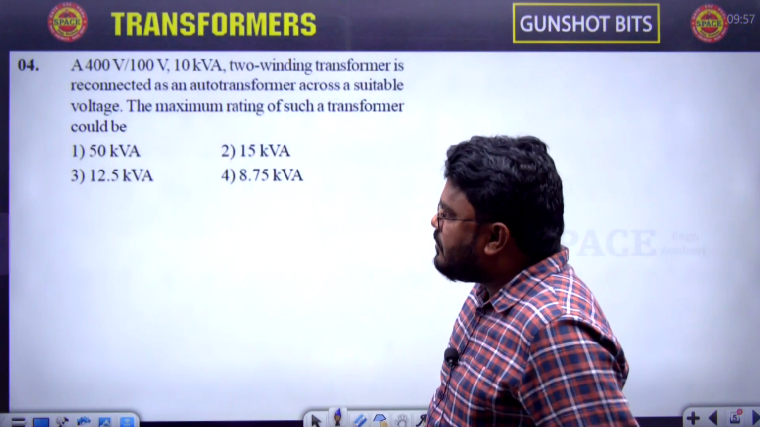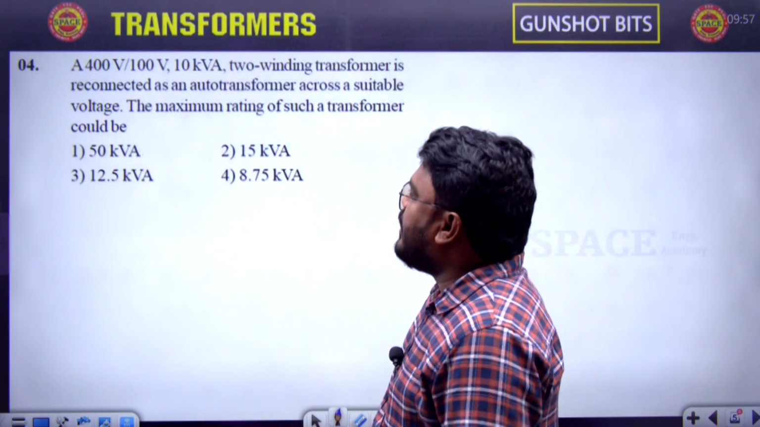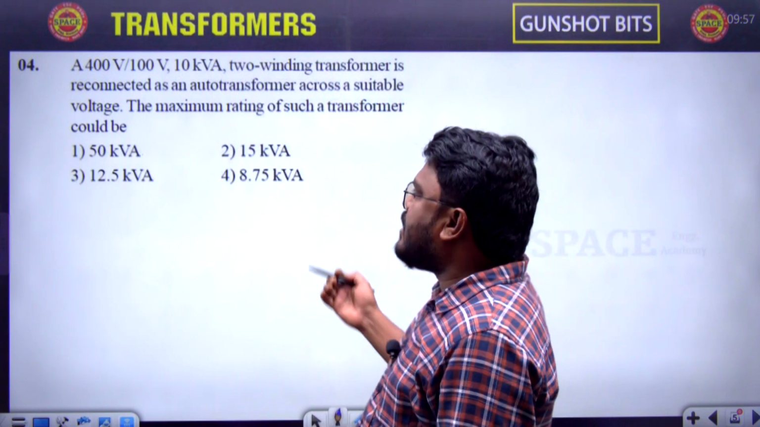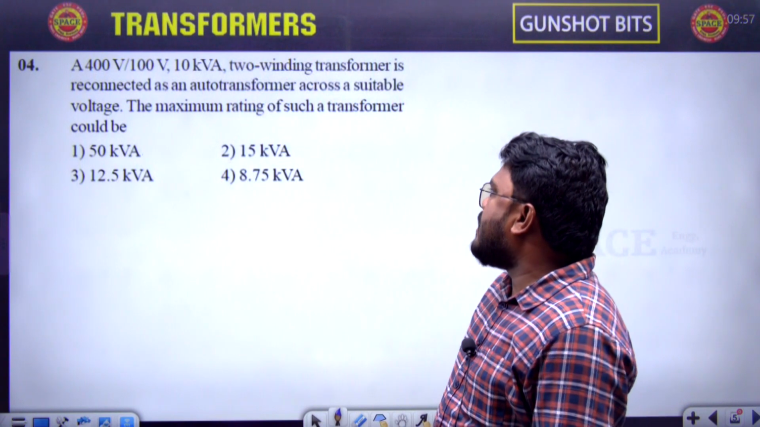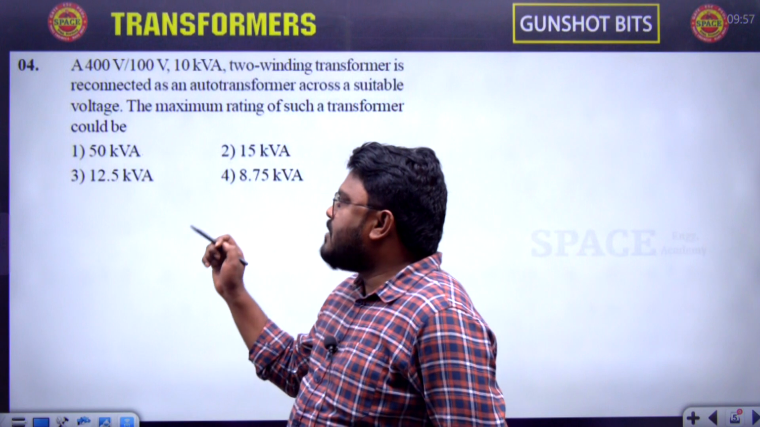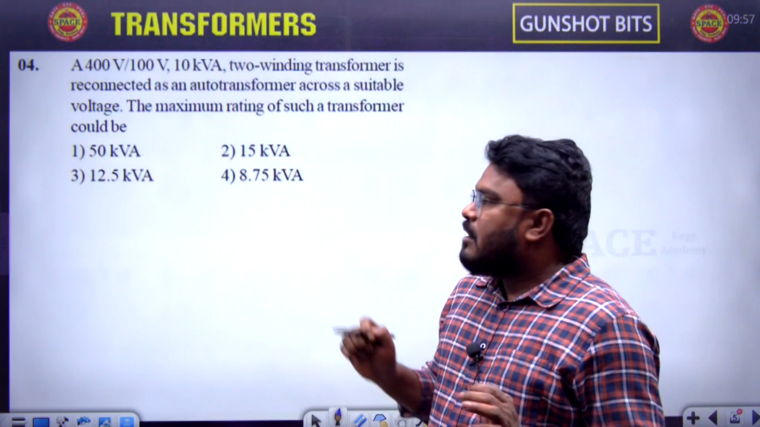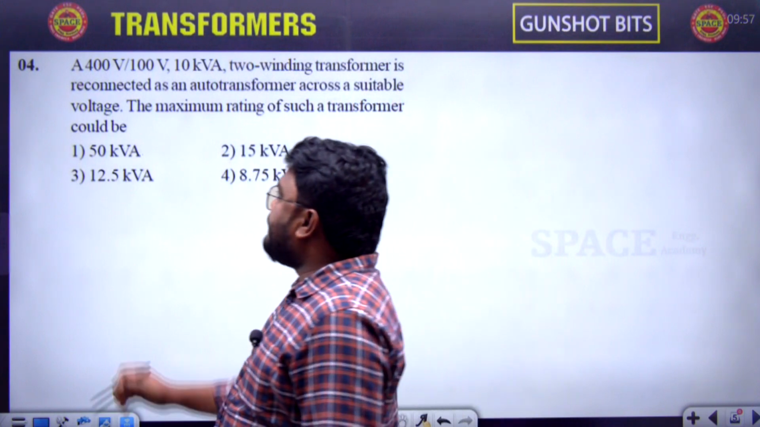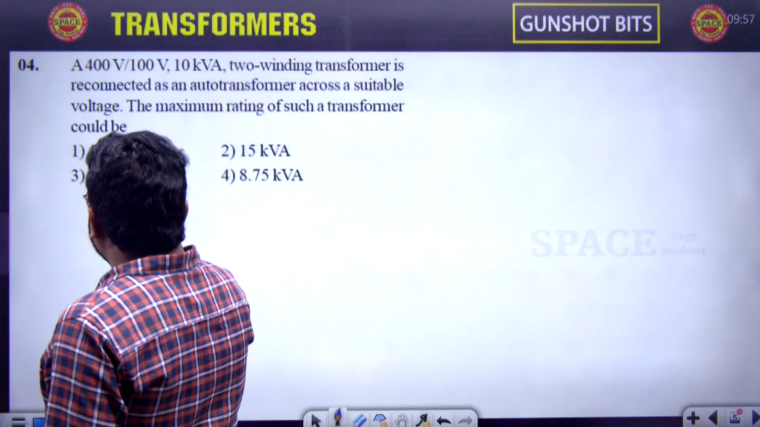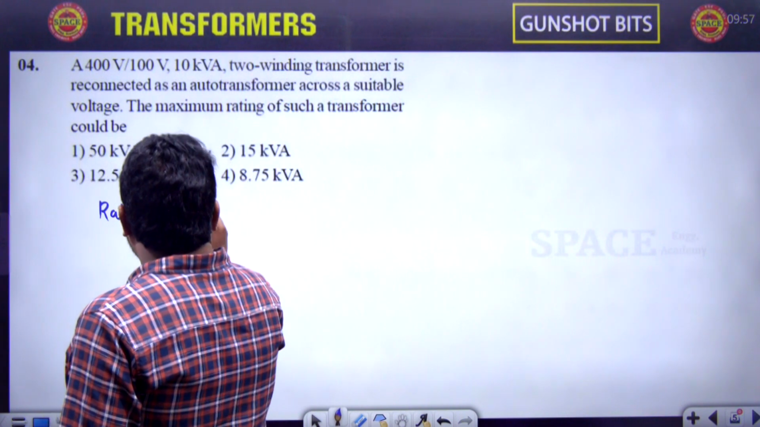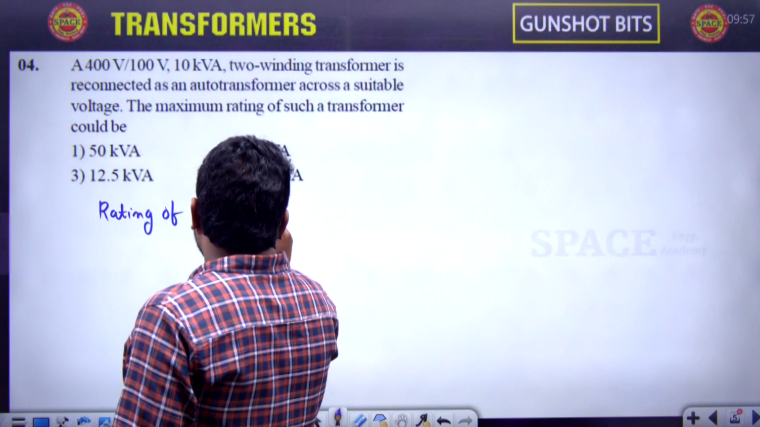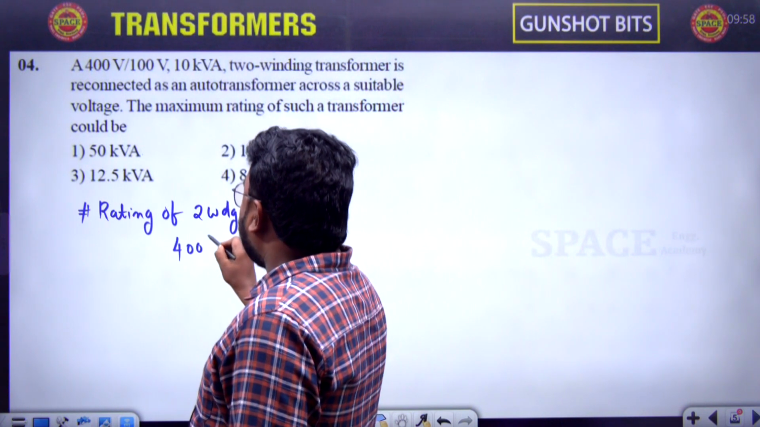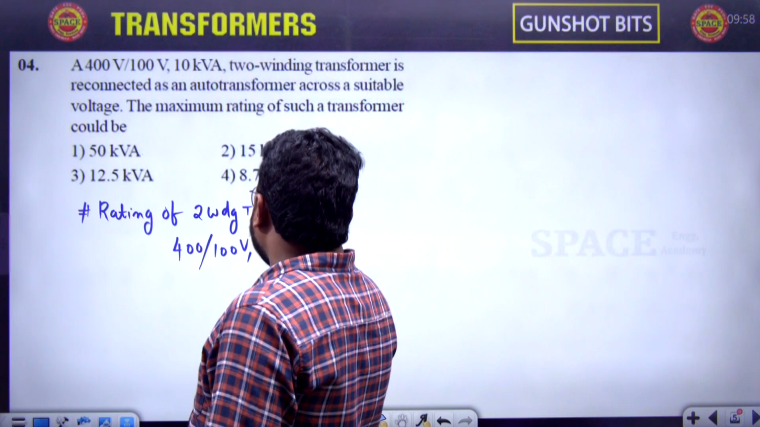Let us solve question number 4. A 400 volts upon 100 volts, 10 kVA two winding transformer is reconnected as an auto transformer across a suitable voltage source. The maximum rating of such a transformer could be: option 1, 50 kVA; option 2, 15 kVA; option 3, 12.5 kVA; and option 4, 8.75 kVA. The given ratings of the two winding transformer: we have the voltage rating and the power rating. The voltage rating is 400 upon 100 volts, 10 kVA transformer.